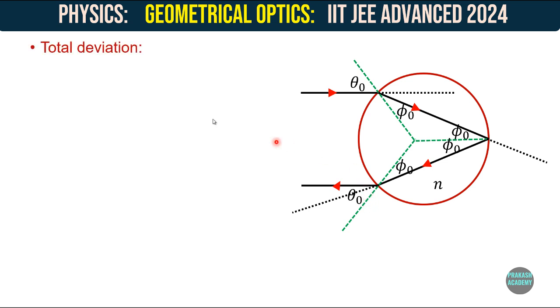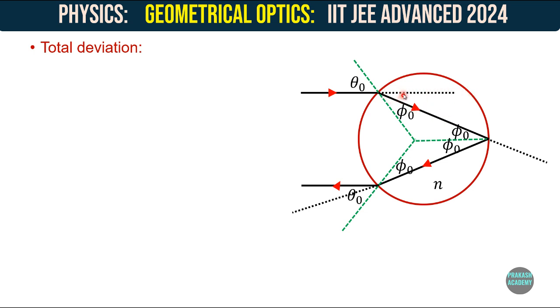Now in the problem, the total angle of deviation is given, that is alpha. So let us try to figure out the total angle of deviation. First deviation occurs on this surface, second deviation occurs on this surface, and finally the third deviation occurs on this surface. So what I will do is find the angle of deviation on each surface and add them. So let us first find it on this surface.